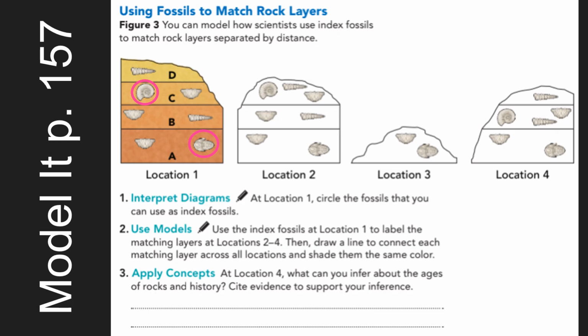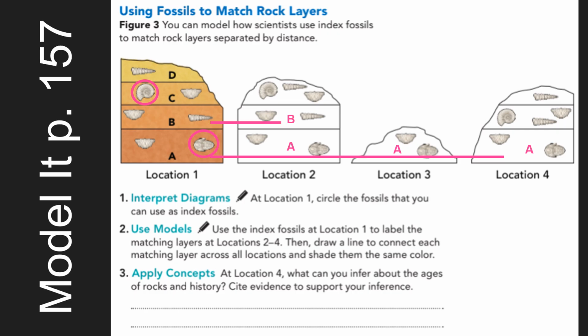Next, we're going to use the index fossils at location 1 to label the matching layers at locations 2 through 4. Then draw a line to connect each matching layer across all locations and shade them to the same color. So, all of these ones at the bottom have that trilobite in them, or what I believe is a trilobite. It looks like a trilobite to me, but it's kind of hard to tell in this particular image. Anyways, all of those are A, and you can tell because they have the same fossils within them. So you will label each of them as A, you'll draw a line through them, and you should color them all the same color.